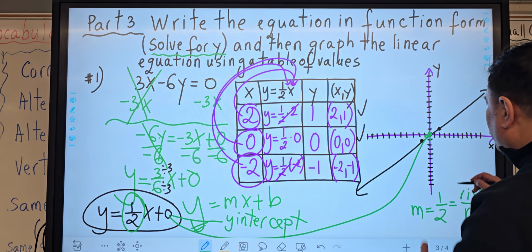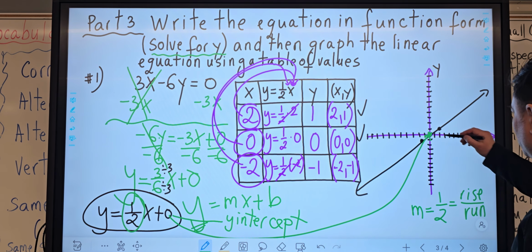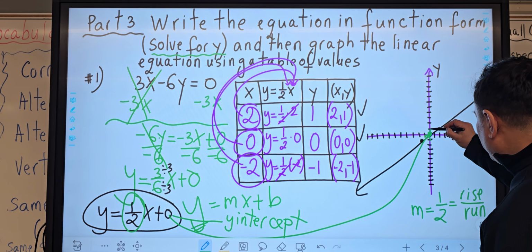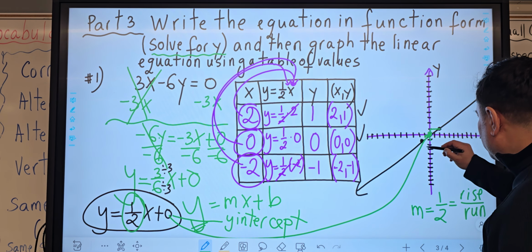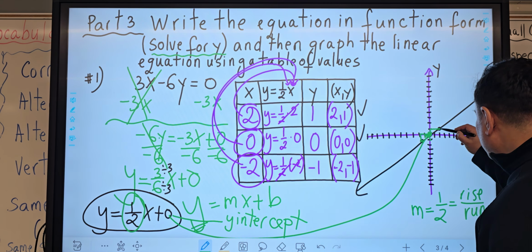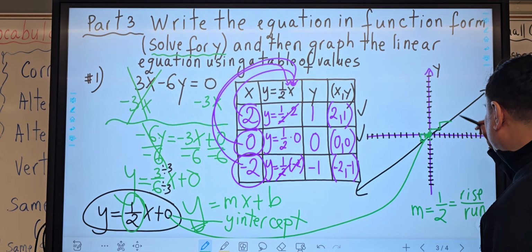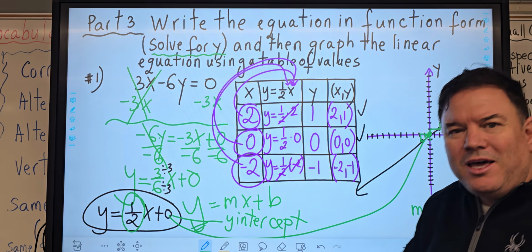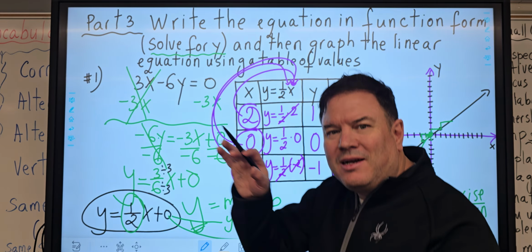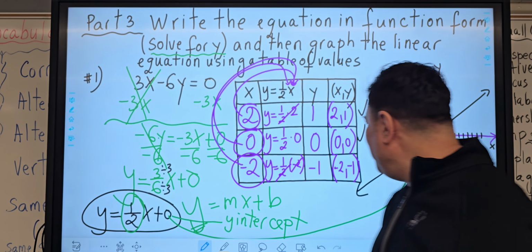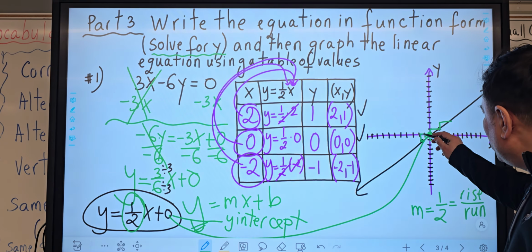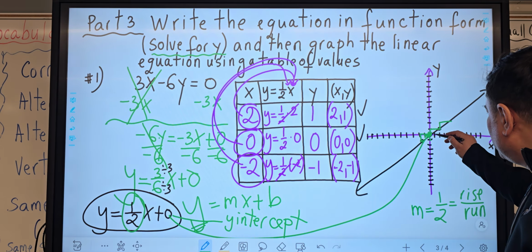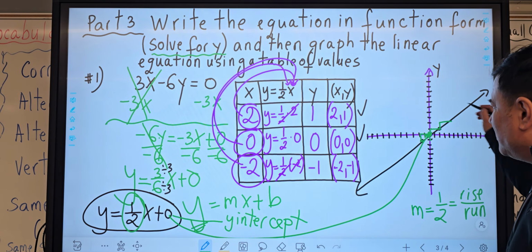So it's a positive 1 over 2. So we go 1 up and then 2 to the right. Okay, 1 up, 2 to the right, 1 up, 2 to the right, and so forth. Rise over run, rise over run. That's our slope. It's just like steps, okay? Like stairs. Rise over run. 1 up, over 2 to the right. 1 up, over 2 to the right, and so forth.